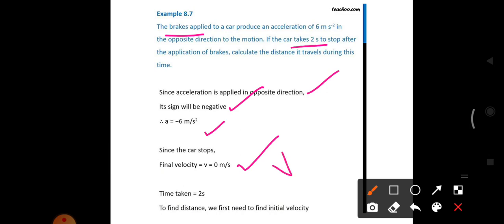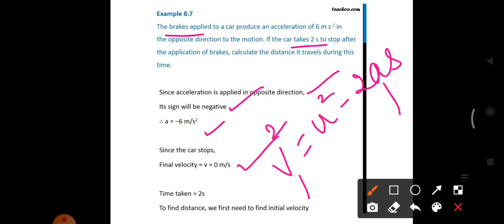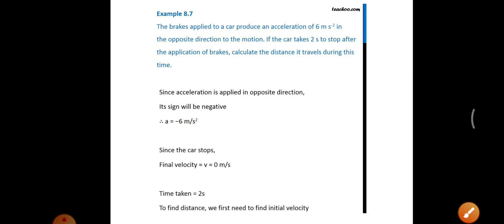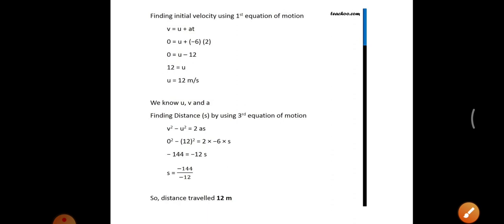You know the formula for distance, v squared equal to u squared minus 2as. So here we know the v value and a value. For finding distance, you have to know the u value. So first you have to calculate the u value. Finding initial velocity using the first equation of motion.